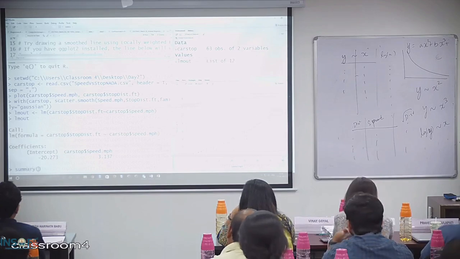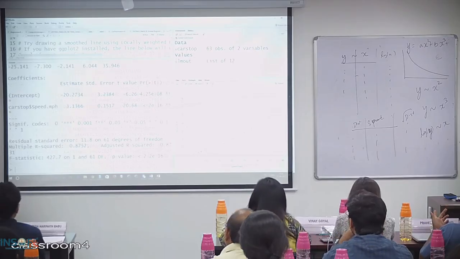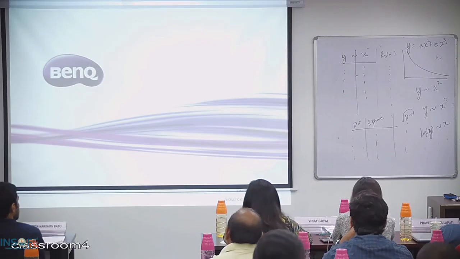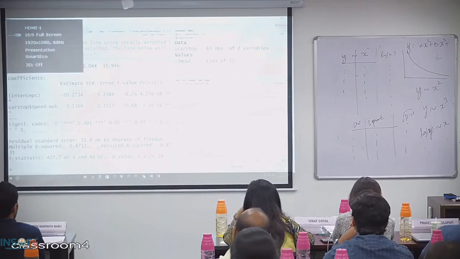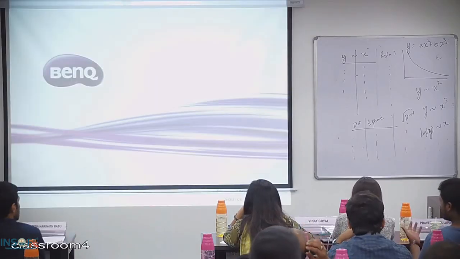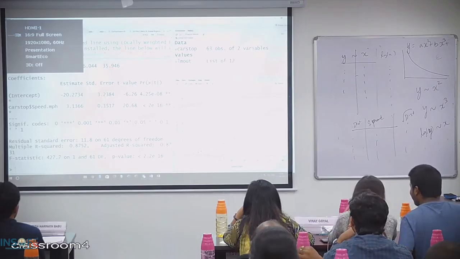Summary of LM out gives you an R squared, adjusted R squared of about 0.87. Adjusted R squared of 0.87. Oh, whenever I click on the R screen, the projector goes off for whatever reason.